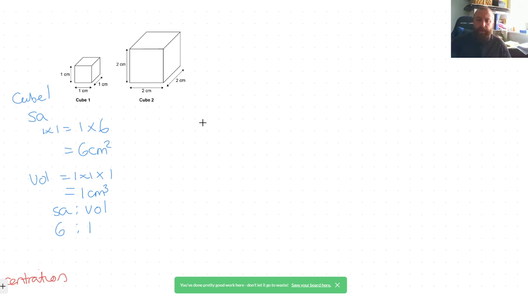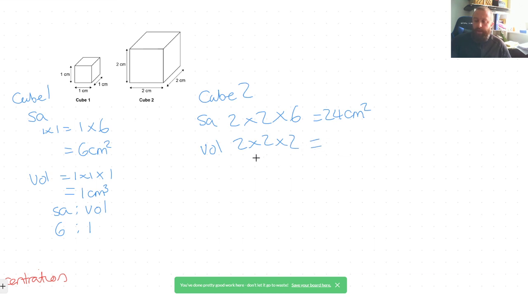Okay, in this case. If we look at cube 2, we're looking at our surface area. We're looking at 2 by 2 for one side, and there's 6 sides. So 2 by 2 is 4. 4 sixes are 24 centimetres squared. If we look at the volume, 2 by 2 by 2. 2 times 2 is 4. We're looking at 8 centimetres cubed in this case. 2 by 2 by 2. 2 by 2 is 4. Yeah, that's right. Sorry, I'm in one of those moments at the moment.